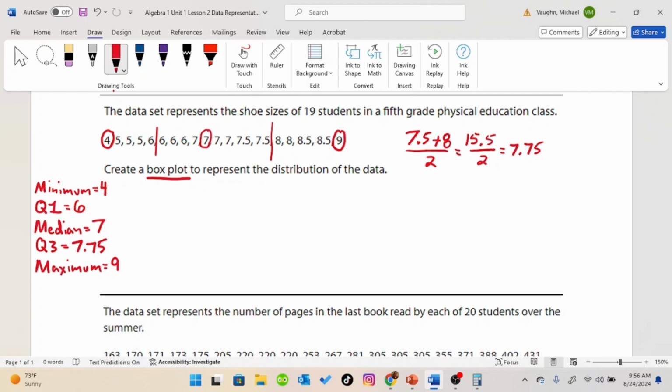Now we need a number line. We know that we need it to go down to at least 4, so I'm going to start it at 3.